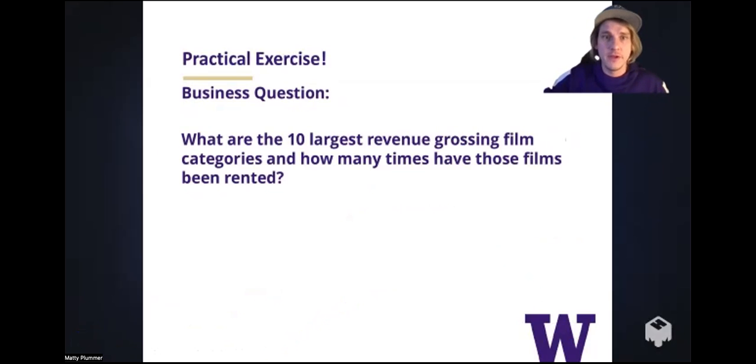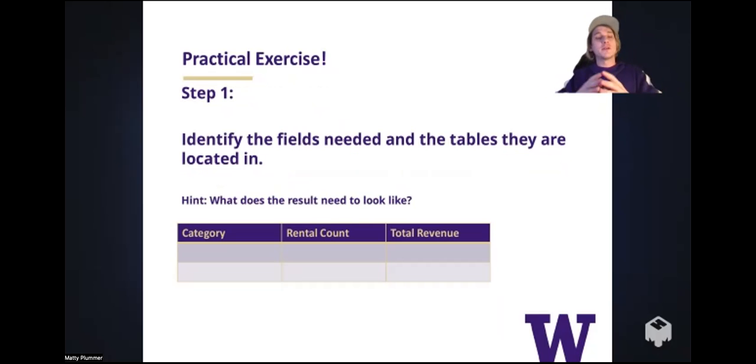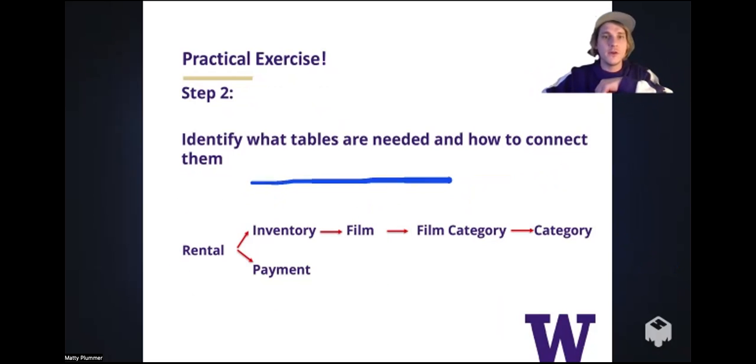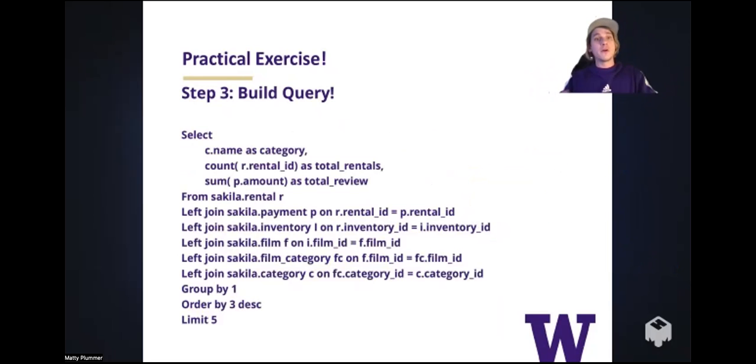Just to recap for the recording, this is the business question. I was sharing my screen before, moving back to the slides real quick. What are the 10 largest revenue grossing film categories? The first step is to identify what we want the results to look like. The next step is to identify where the data lives in our data set, what tables, and then we have to identify how each of these tables talk to each other. This was the query we just ran together. We just need to add these two tables, and then we build the query, and here's the built query.